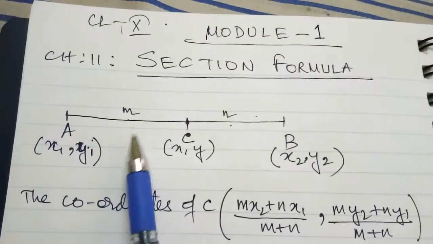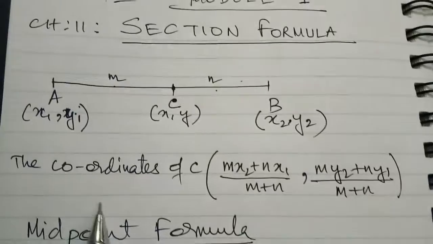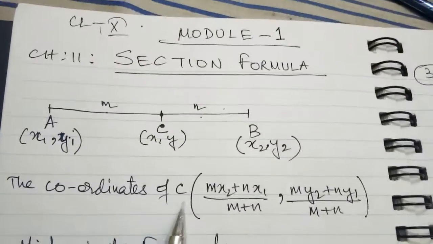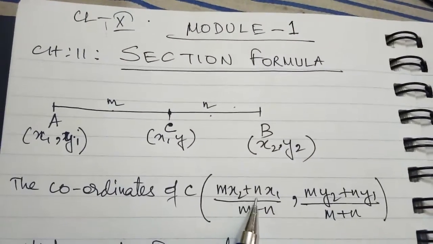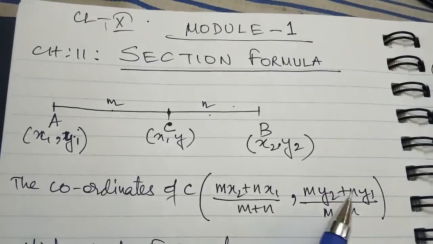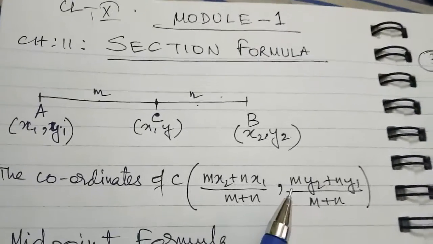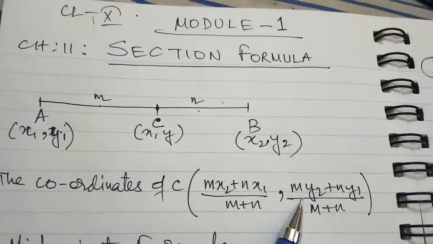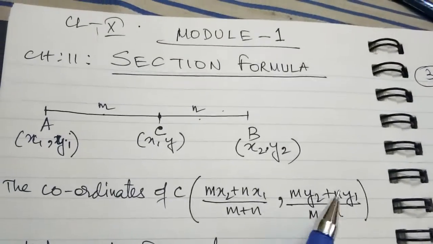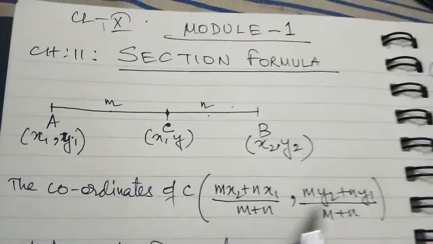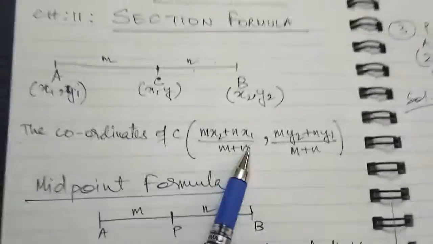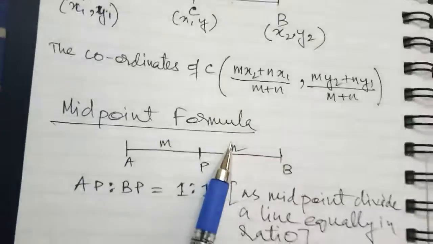Now the ratio is given as m is to n. What is the formula? The coordinates of C can be written as: x equals m into x2 plus n into x1 by m plus n, and y equals m into y2 plus n into y1 by m plus n. This formula you have to learn.